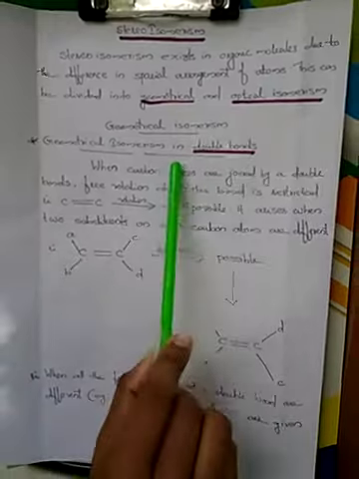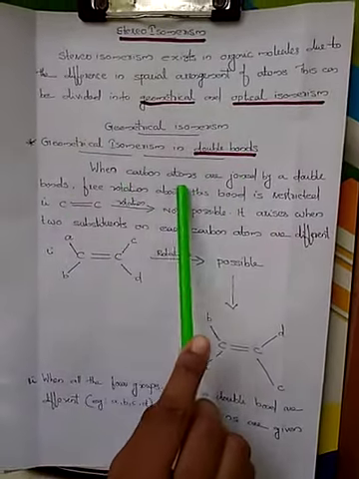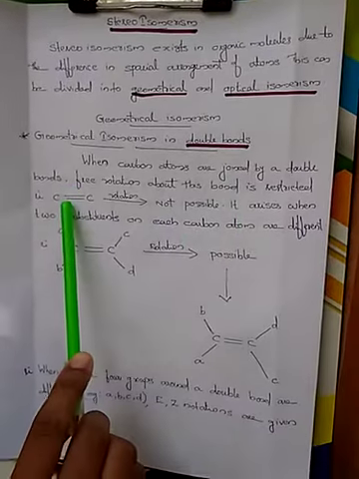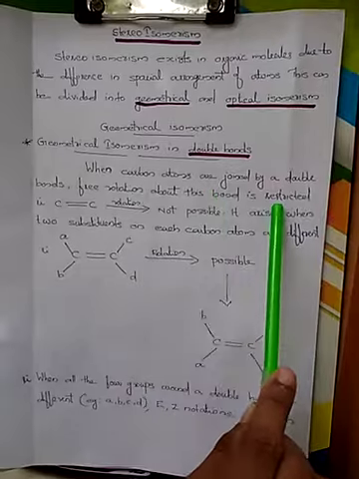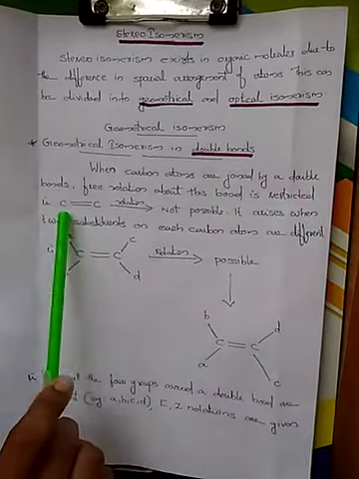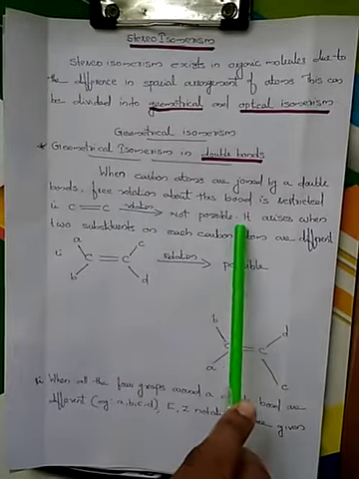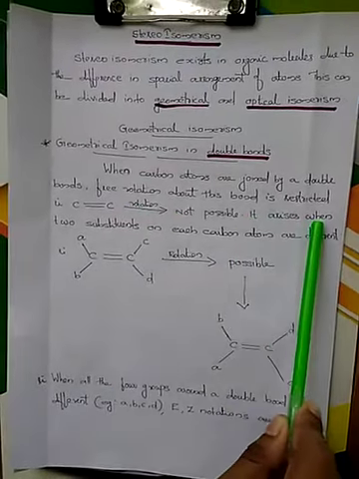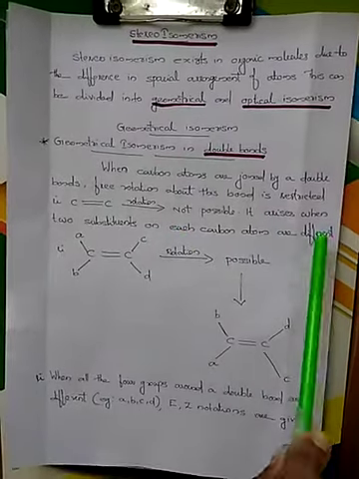First of all, geometrical isomerism in double bonds. When carbon atoms are joined by a double bond, the free rotation about the carbon-carbon double bond is restricted. That is, free rotation is not possible. It arises when the two substituents on each carbon atom are different.